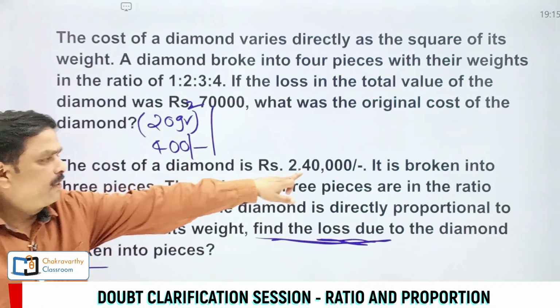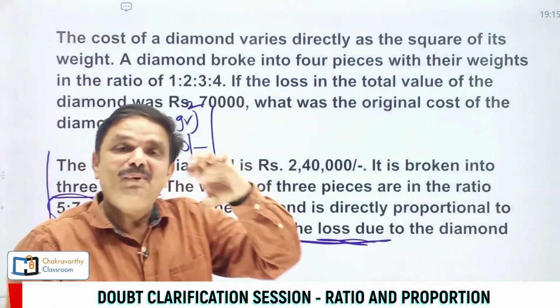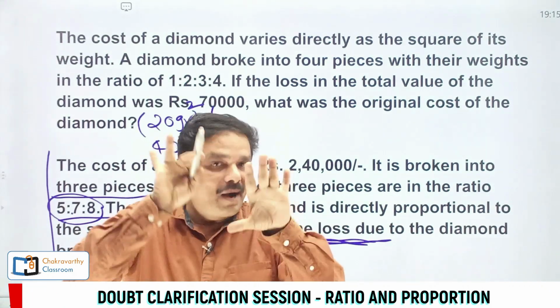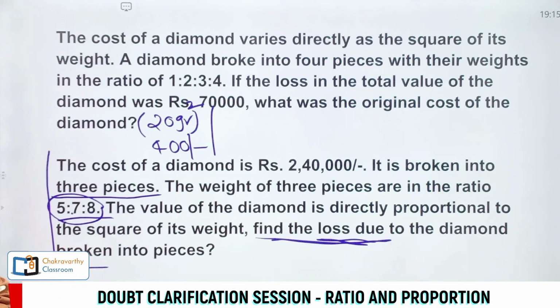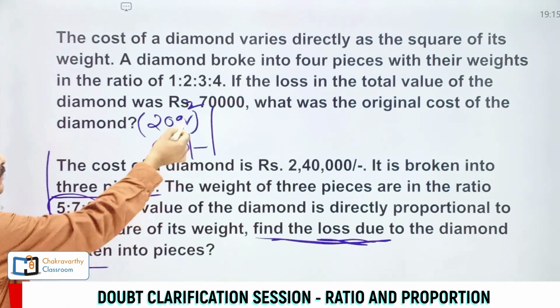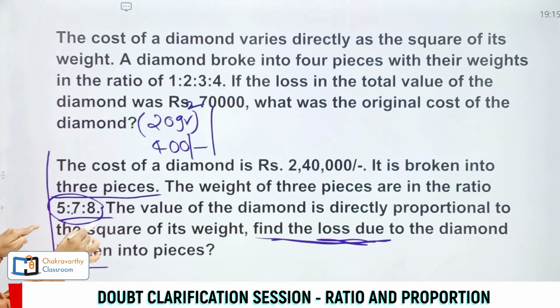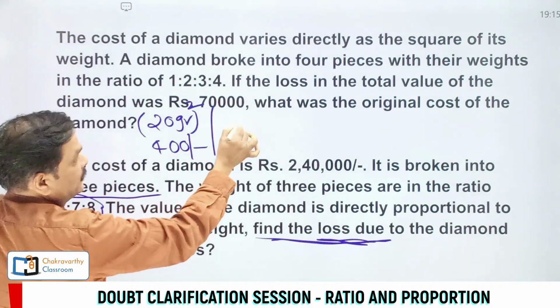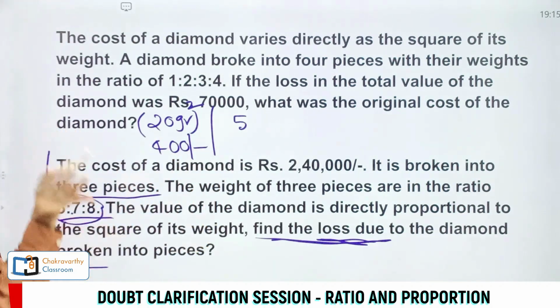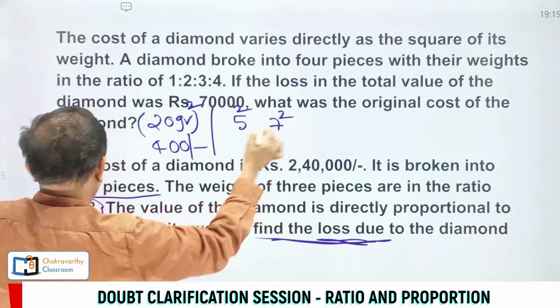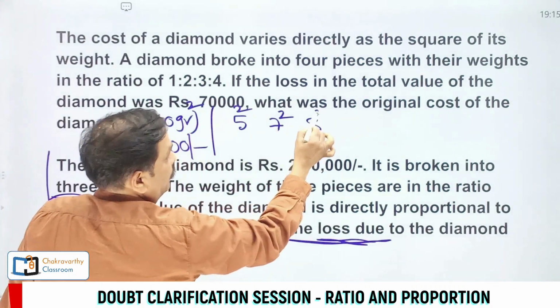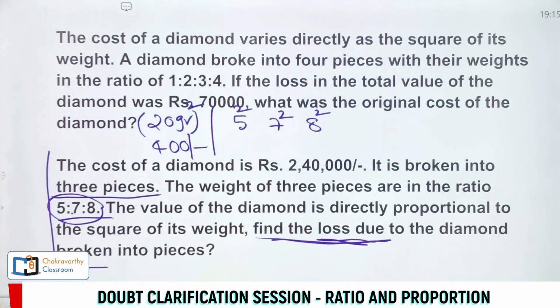They have given the original, of course, in the problem, but still I am doing with my imaginary numbers. After that, I am going to compare my imaginary numbers with the figures given in the question. Now, what is the cost of the pieces here? Weight of the first piece I am taking as 5 grams, then cost is 5 square. Weight of the second one is 7, cost is 7 square. Weight of the third is 8, cost is 8 square. As simple as this one.